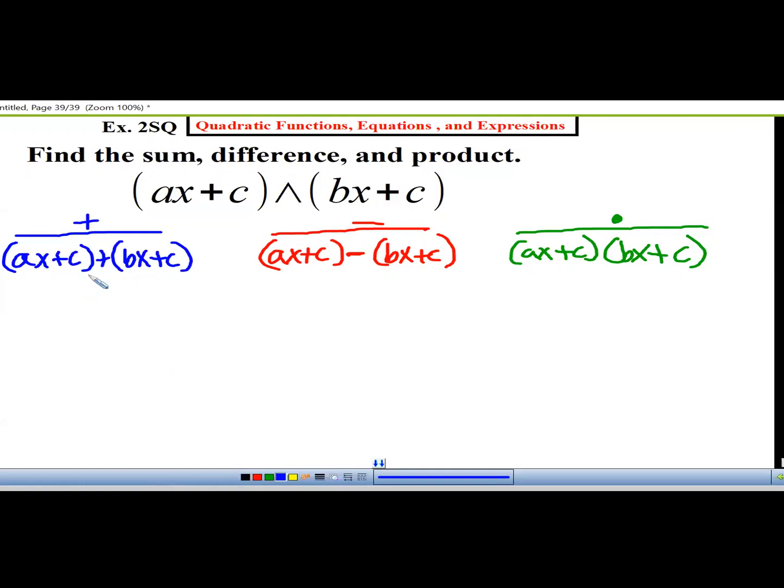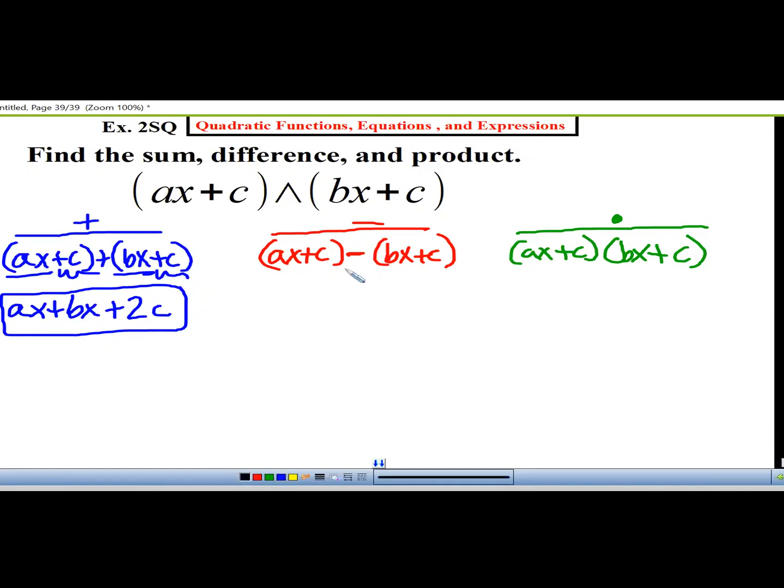So here we go. I'm gonna go one step at a time. On this one, there's no coefficient outside the parentheses for the sum, so I just combine like terms. I'm gonna start with AX and BX, so I'm just gonna write it as AX plus BX. Can I combine C plus C? Yes, it's 2C. Does everybody see what I did there? You guys got that?